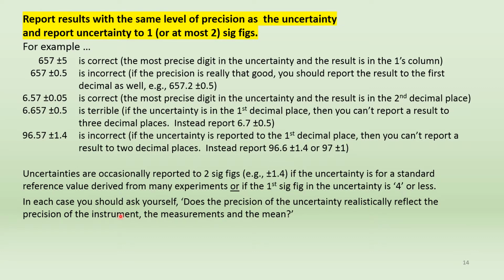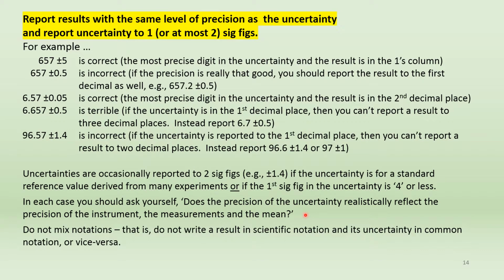In any case, ask yourself, does the precision of the uncertainty realistically reflect the precision of the instrument, the measurements, and the mean? With some practice, this will make some sense. Also, just another note, don't mix notations. That is, don't write a result in scientific notation and then write its uncertainty or error in common notation, or vice versa.